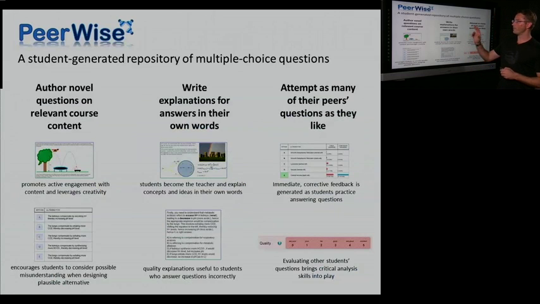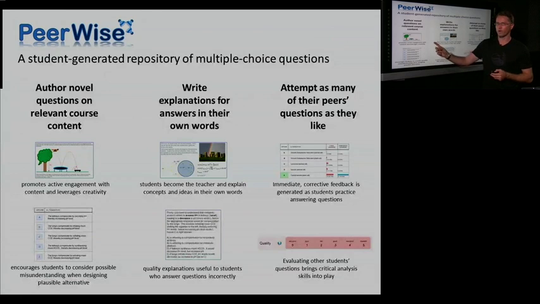So PeerWise is a repository of multiple choice questions which are created by your students. The idea behind getting your students to create the questions is it's a good way of getting them to actively engage with course content and to reflect on the important concepts and ideas that you've been teaching them in class.